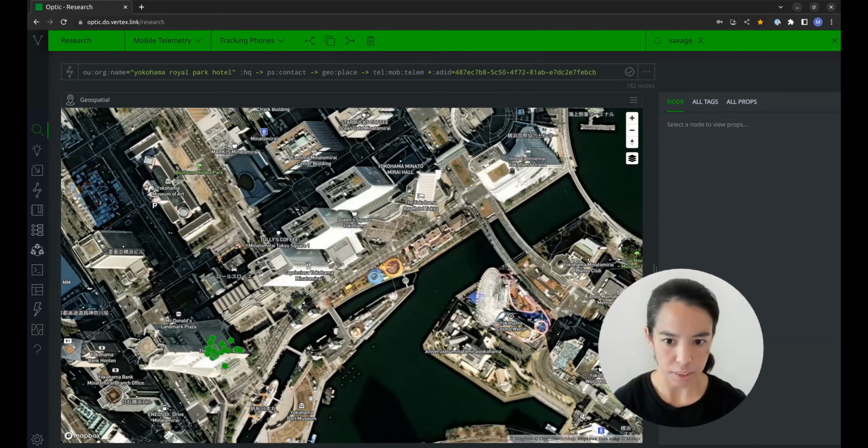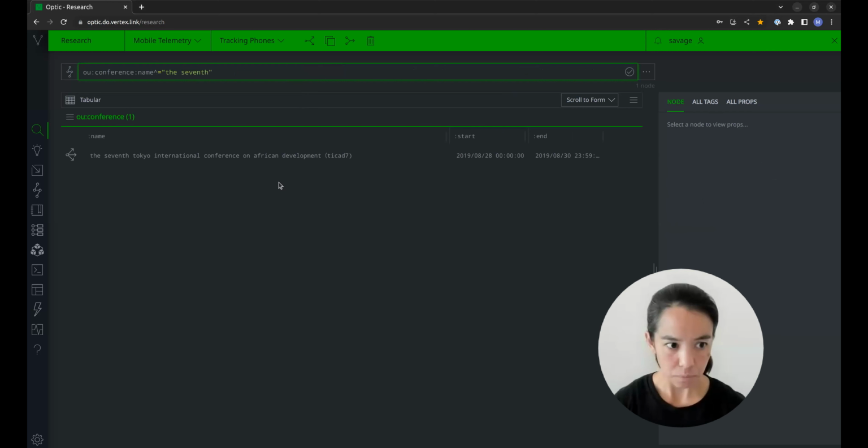I checked again to see what sort of events might have been hosted in this area at the time. And I did see that there was this conference that the Department of International Relations and Cooperation reported on. It was the 7th Tokyo International Conference on African Development. It was hosted the 28th to the 30th, which is the same time frame that the phone was there.